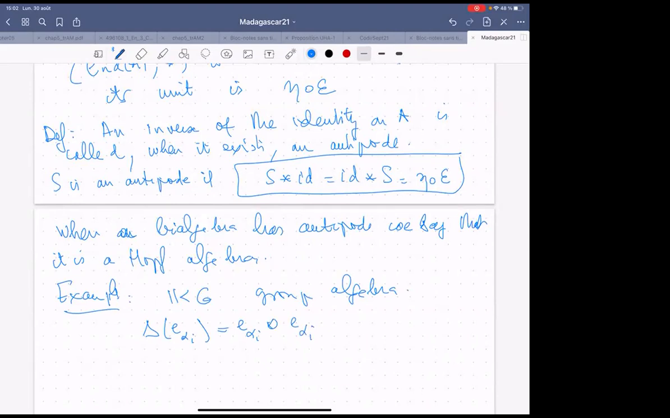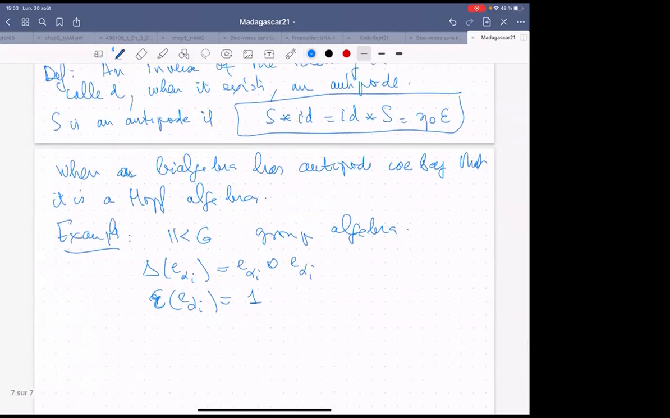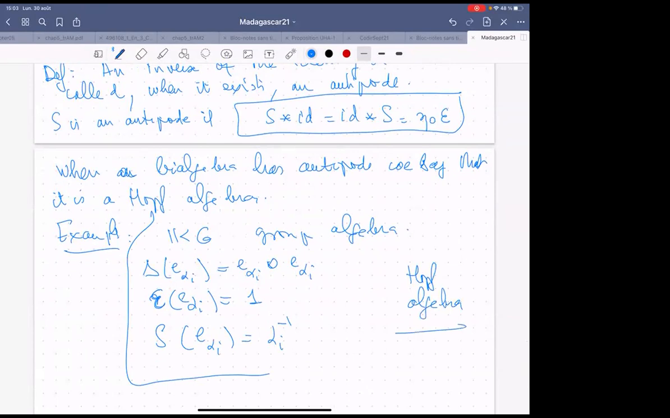And epsilon of e_alpha_i is always 1. Okay. And S of e_alpha_i is e_alpha_i inverse. And this KG is a Hopf algebra. This is an example of a Hopf algebra. Okay.